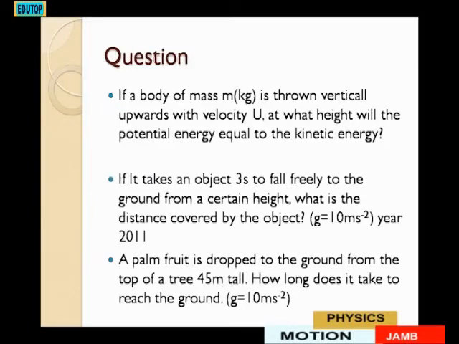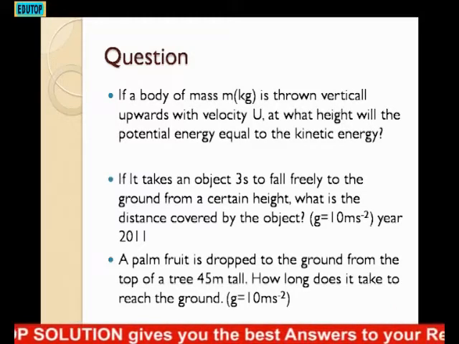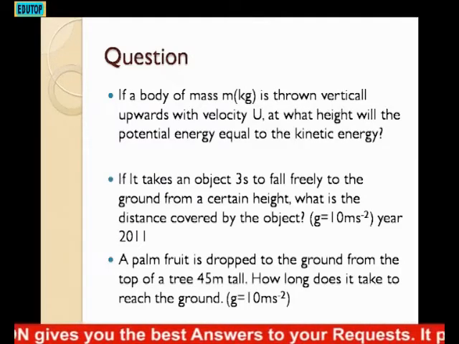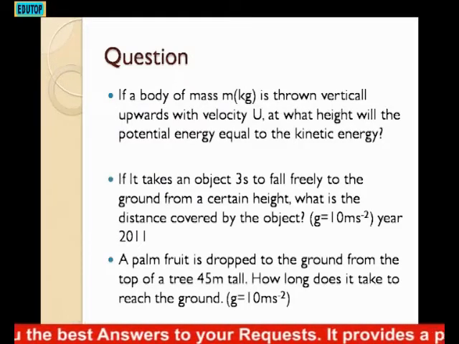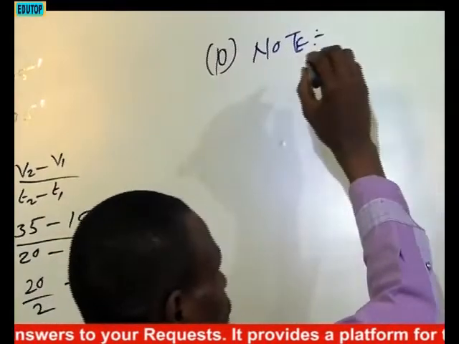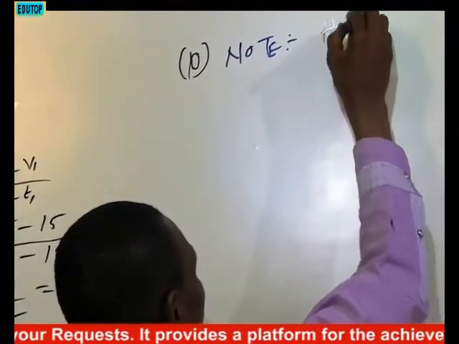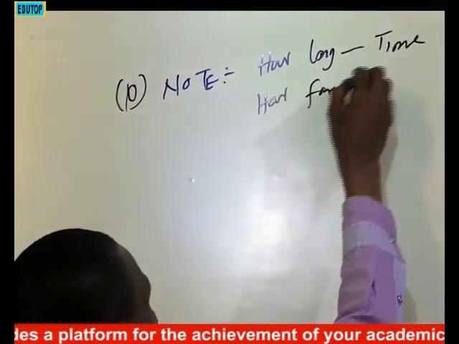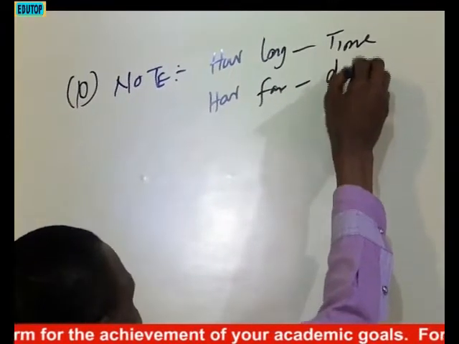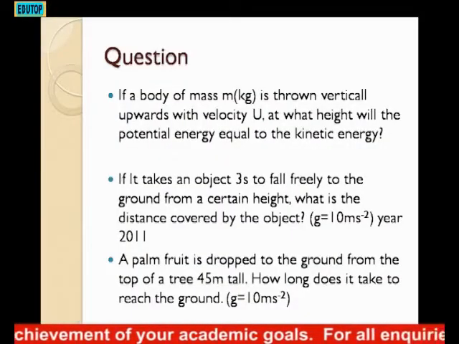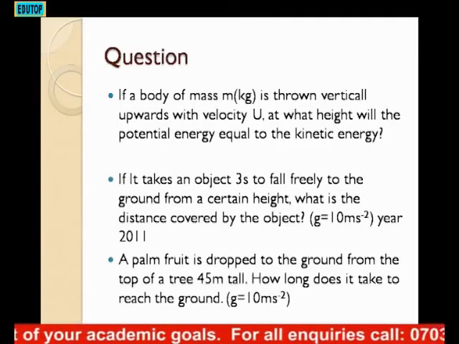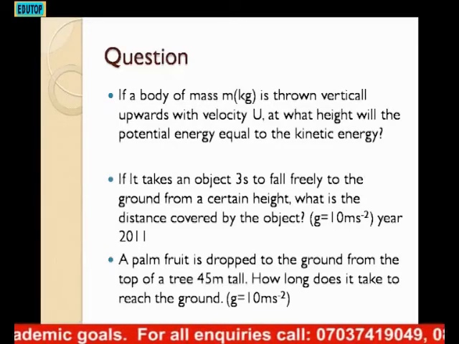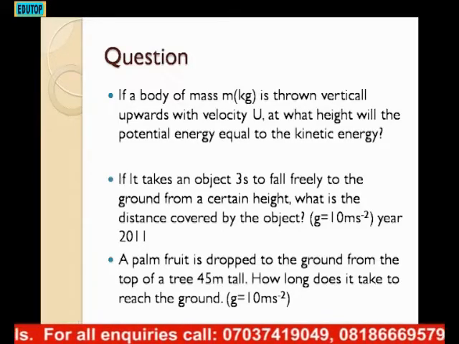Question number 10. A palm fruit is dropped to the ground from the top of a tree 45 meters tall. How long does it take to reach the ground? Let me give you a note here. In physics, whenever you hear the words how long, it means time. How far means distance. We are given the height to be 45 meters, and g to be 10 meters per second squared, and we are looking for the time.